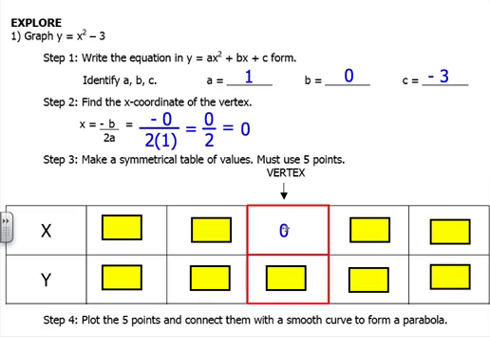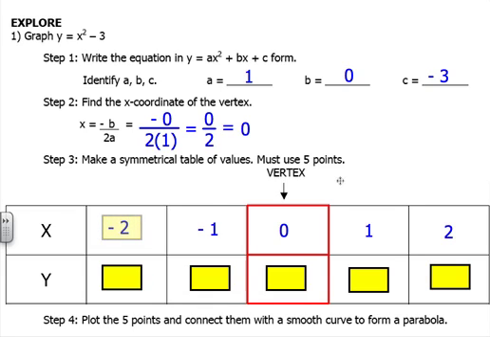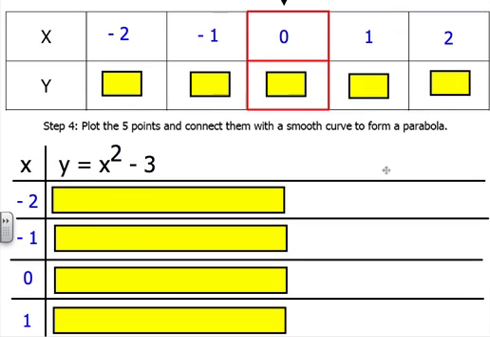So from the vertex, if I go up one space, now I have an x-coordinate of 1, but I must keep it symmetrical and also go down by 1. So now I have an x value of -1. Again, I'm going to keep it symmetrical. From 1, I'm going to go up another unit, and now I have an x value of 2. And from -1, I'm going to go down one more unit, and now I have an x value of -2. So now from here, go ahead and make an xy table and show your work to solve the y values.